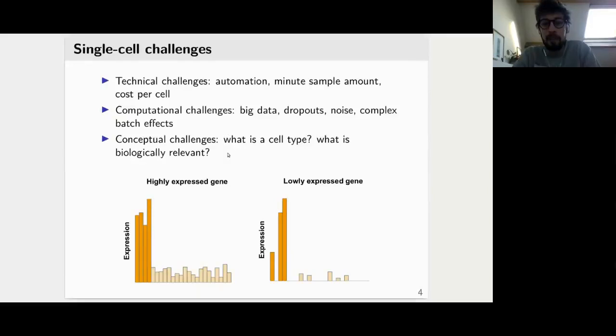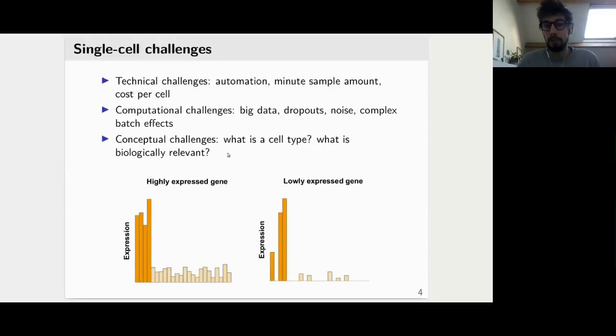Again, I could categorize three main challenges. First, technical challenges. We have single cells, and usually it's not one or two single cells, it's more like thousands or even millions of single cells. This requires automation, and so engineering. We are working with minute samples, so imagine how little sample there is within a single cell. And of course, if we are analyzing a lot of cells, we want the cost per cell to be minimal, because otherwise it's just unaffordable and hence unusable.